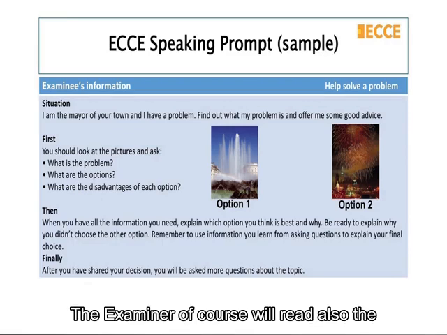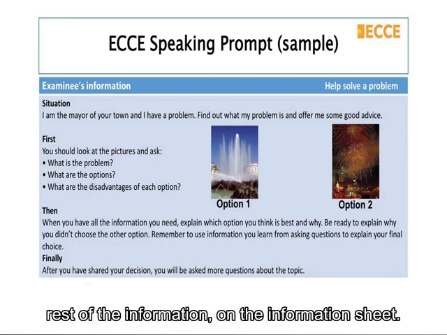The examiner, of course, will read also the rest of the information on the information sheet.